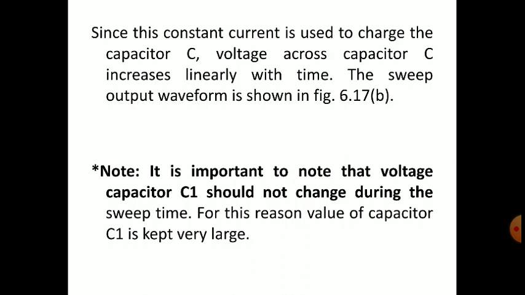Note point. It is important to note that voltage across capacitor C1 should not change during the sweep time. For this reason, the value of capacitor C1 is kept very large. We have two capacitors in the circuit, C1 and C. The voltage across C1 must be kept constant, and the voltage across capacitor C varies linearly with time because of the constant current, which will be maintained because of VA and VB bootstrap action.